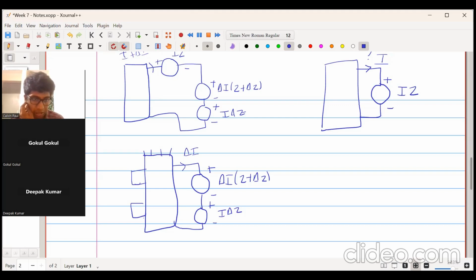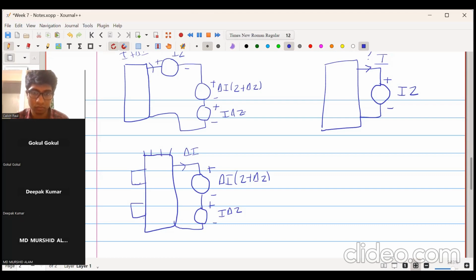Any doubts in this? I think it is a bit difficult to understand. So if you have any doubts, you can ask. Sir, in which question are we doing? We have not yet gone to the questions. We are just studying some theory.